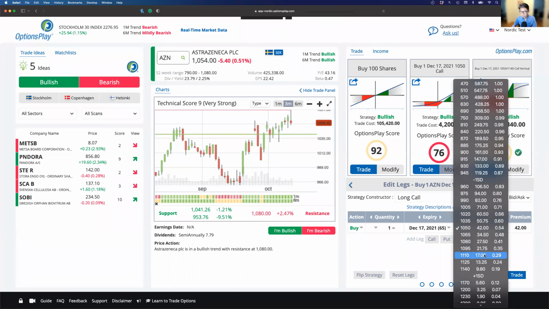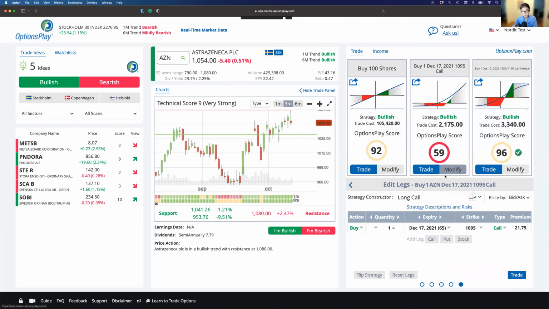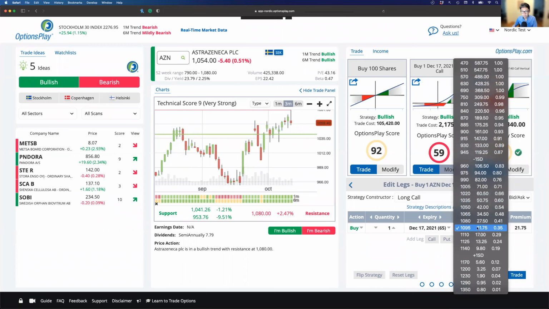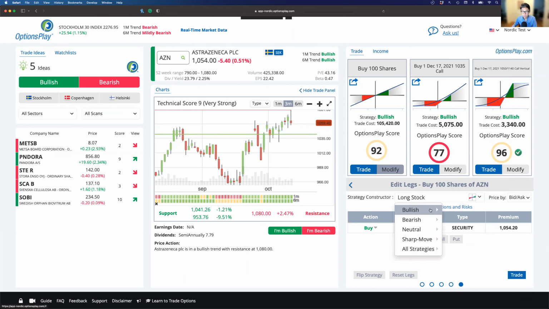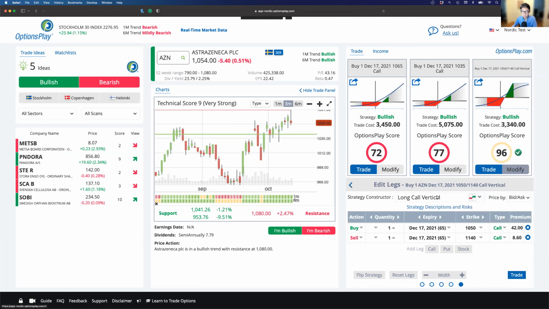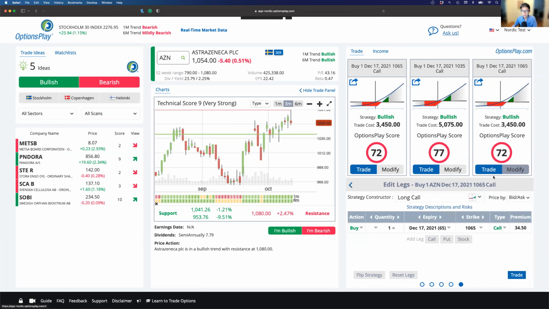And as you can see, I can choose a lot of different strike prices. And I said somewhere between 30 and 60 deltas. So a 30 delta would be the 1095. As you can see, that would cost me 2,175 crowns versus a 60 delta would be the 1035s, that would cost me about 5,000 crowns. So that's generally the range of strike prices that you can buy. And you can even use OptionsPlay and compare 3 different strike prices.